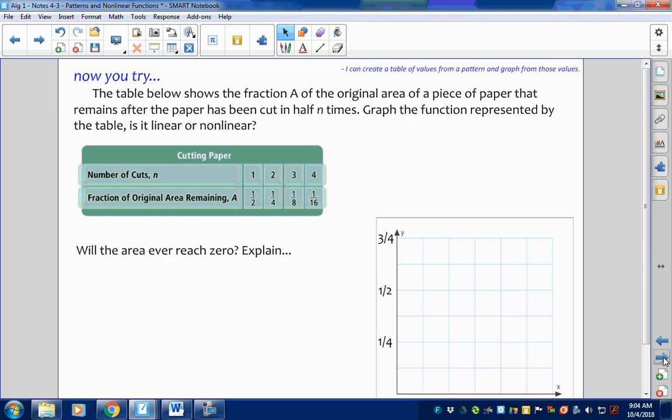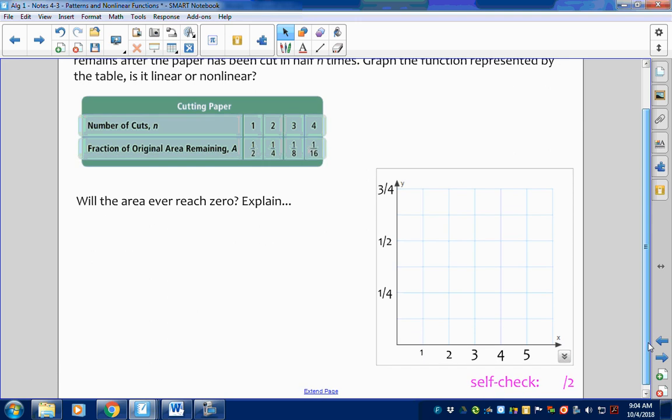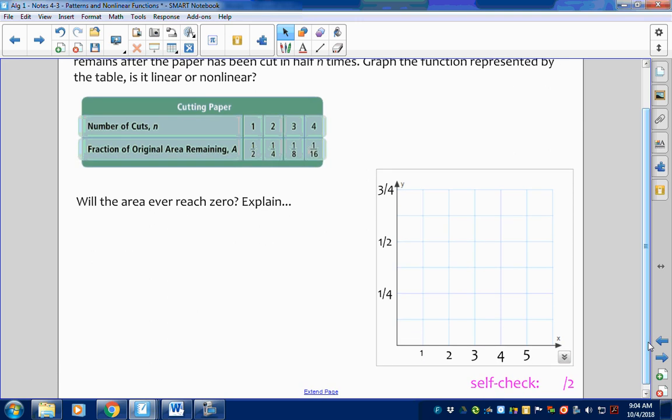Now you try. The table below shows the fraction A of the original area of a piece of paper that remains after the paper has been cut in half n times. Graph the function represented by the table. Is it linear or nonlinear? Why don't you go ahead and plot these points, and then let me know if you think this is linear or nonlinear.